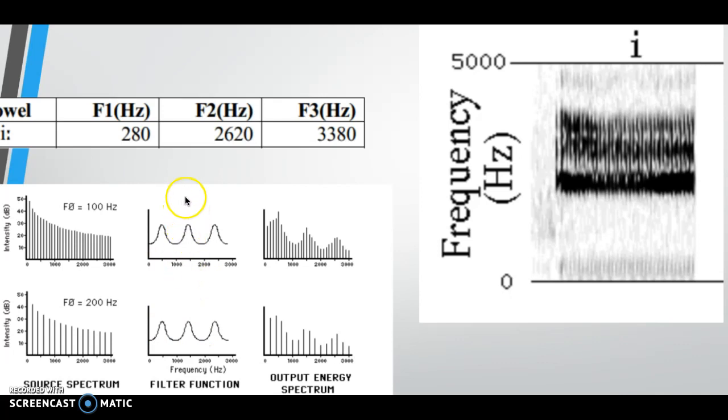F2, which we know is the oral cavity, happens at 2,620, and then F3 happens at 3,380. And then this third graph over here represents actual output, or output function as we call it. And then I have another sound spectrogram, this time of E, and so the x-axis is time and the y-axis is frequency. So you can tell E is a pretty high-pitched tone here.